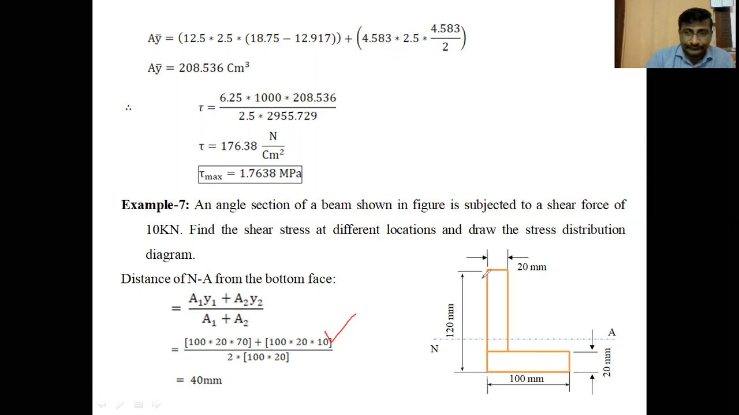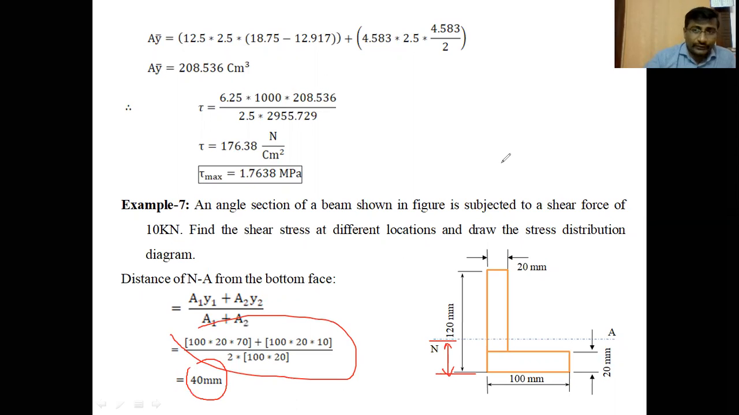Divided by A1 plus A2. A1 is 100 into 20, A2 is also 100 into 20. Here I have written 2 into 100 into 20. Therefore, we get the center of gravity location, that is the neutral axis position from the bottom face, as 40 mm. Upon calculation of the above equation with these values, we get 40 mm as the neutral axis distance from the bottom face. This distance is 40 mm. Dear students, like this, you first have to locate the neutral axis position.